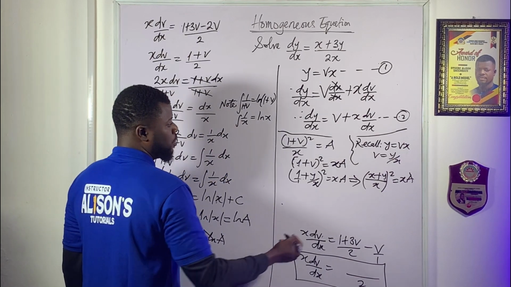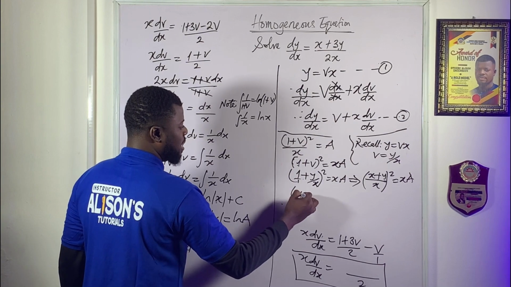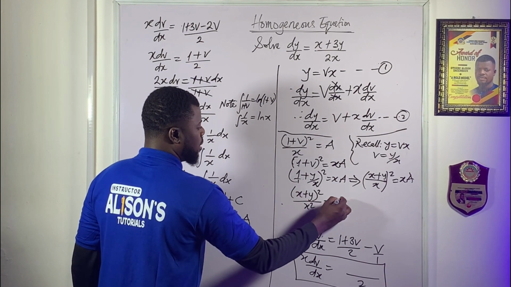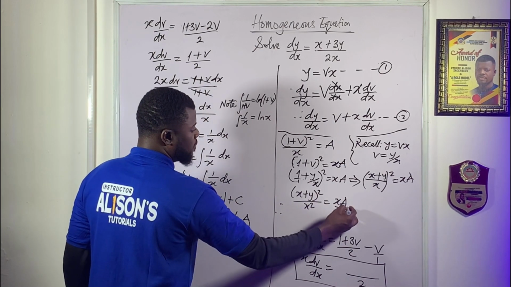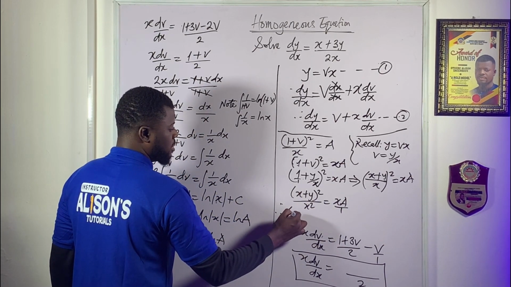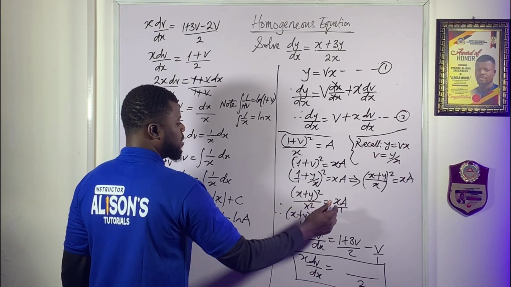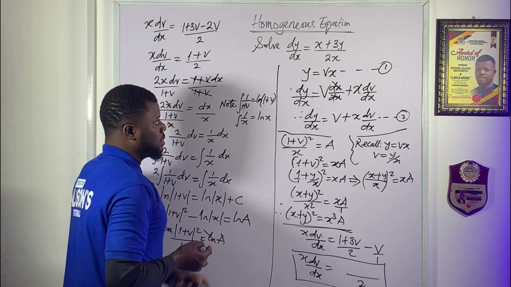So what will be the next point? This square is affecting both the numerator and the denominator. So you can still write it as (x plus y) all squared all over x squared equal to xa. Therefore, finally, if you cross multiply, here is over 1. 1 times this, same thing as (x plus y) all squared equal to x squared times this, which will be x cubed a. And this is the final answer to this problem.